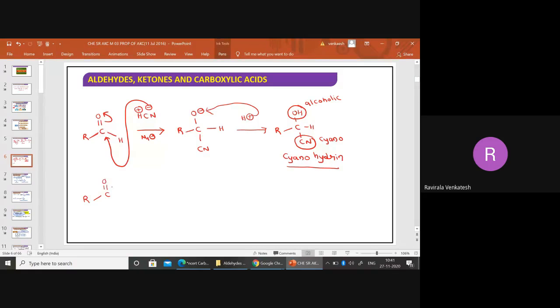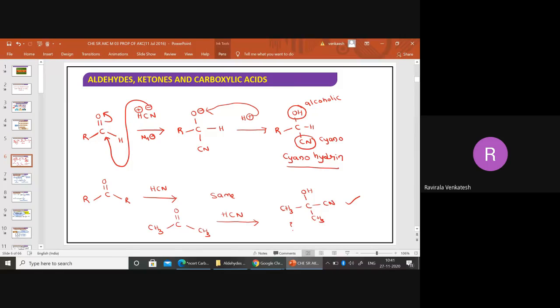You can also write it with ketone. You will get the same product; the ketone reaction will be the same reaction. Take one example here, CH3, C double bond O, CH3. Now, when you add HCN, write down the product here. What will be the product? It will be CH3, COH, CH3, and the next one will be the cyanide. This will be the product.